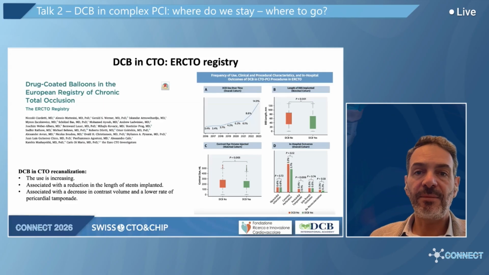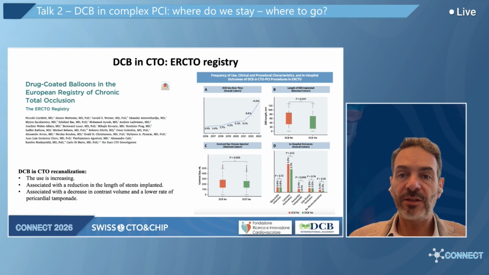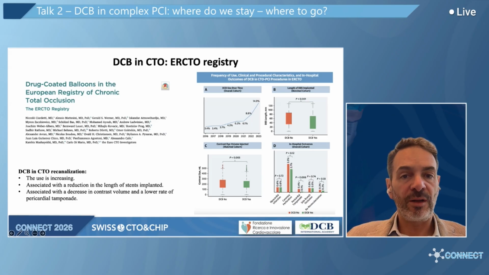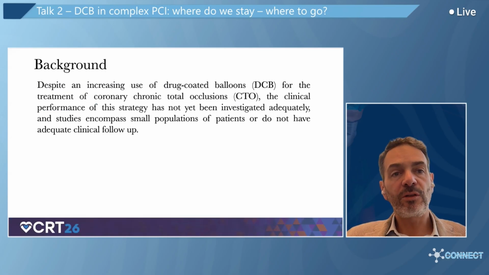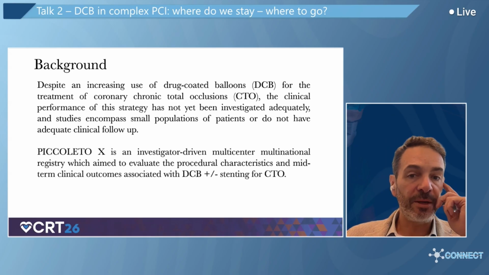First of all, we have the DCB ERCTO registry from Europe, which shows how the usage of DCB is increasing in CTO. In 2023, it was 15% from about 3% in 2016. And this registry also shows the safety of a DCB approach in terms of in-hospital outcome. But we wanted to see how DCB perform with a mid-term outcome, and this is why we performed this multi-center experience, Piccoletto 10.